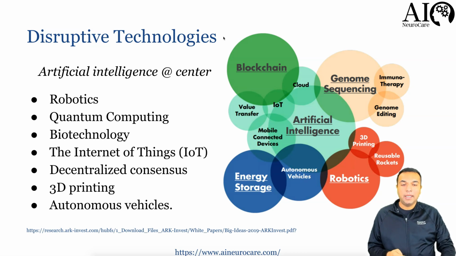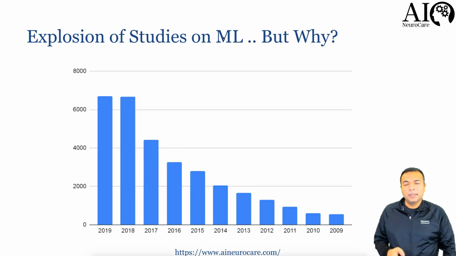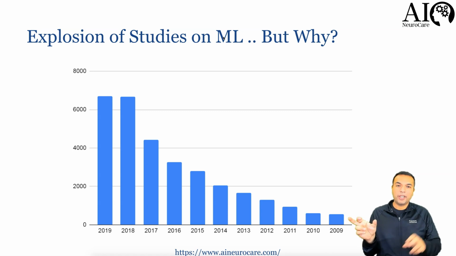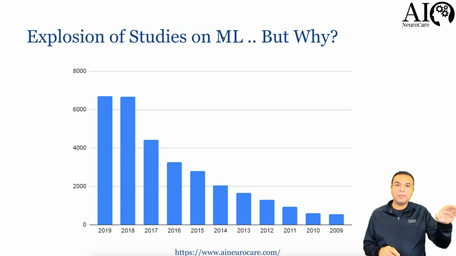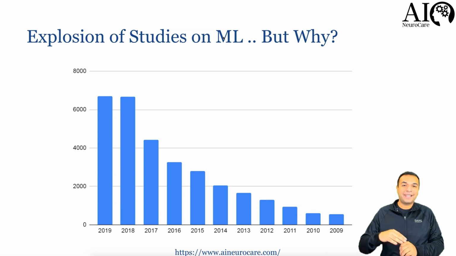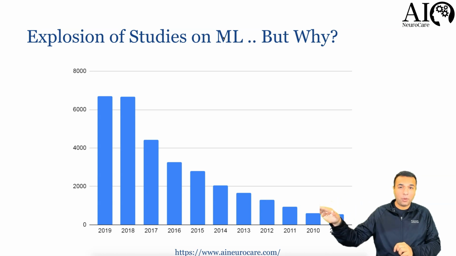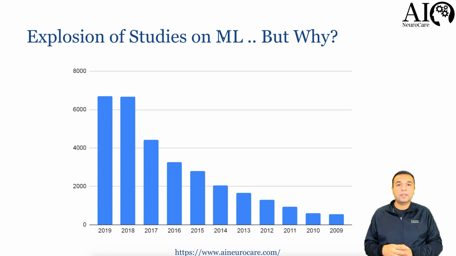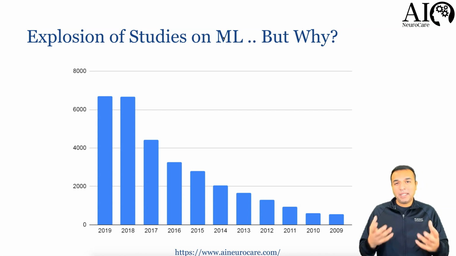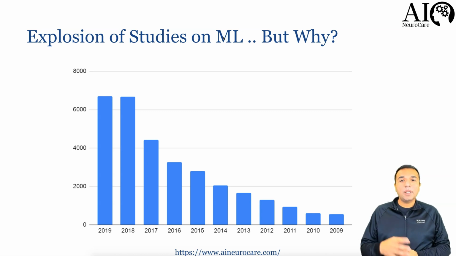There has been an explosion of ML studies. This is directly from PubMed, and it actually gives you the data. If you just write machine learning, on the right-hand corner it's going to show you how many machine learning publications there have been. As you can see, from 2009 to 2019 there has been a steady increase, and now it's basically exploding. In the past 2 years, there have been 6,000 studies per year in PubMed, which is mainly for healthcare.